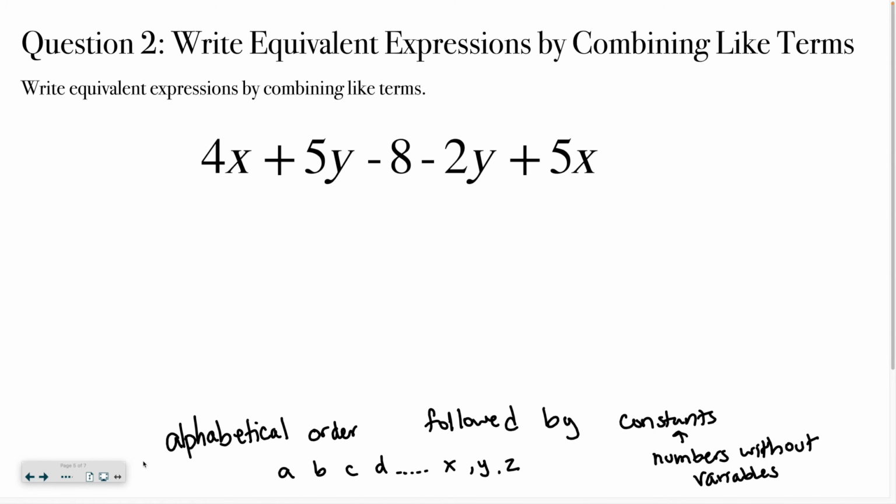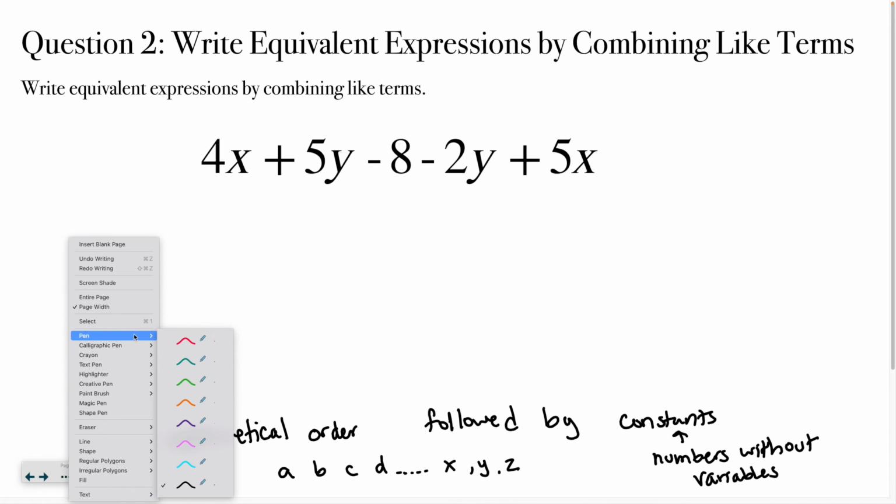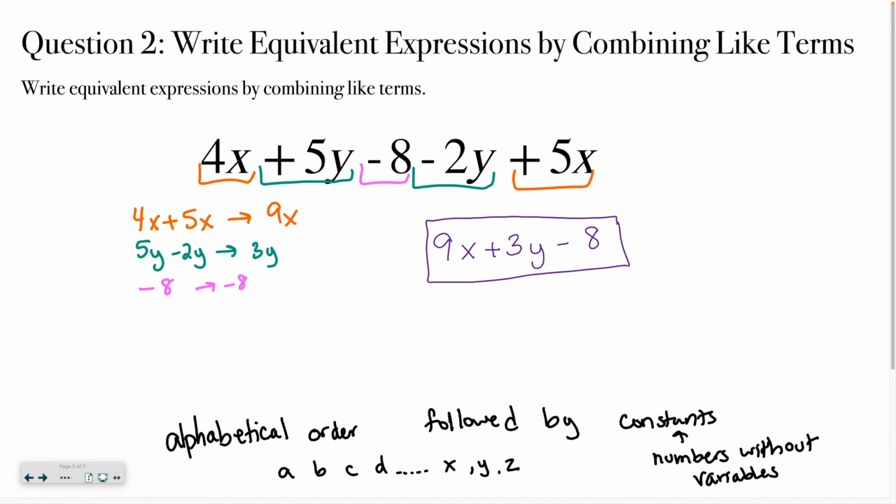Okay, so go ahead and try to combine your like terms and type up your answer and see how you do. Good luck. All right, for this problem, hopefully you ended up with 9x plus 3y minus 8. If not, maybe check out my work over there on the left, ask some questions, whether myself or a friend, and make sure you get your questions answered.